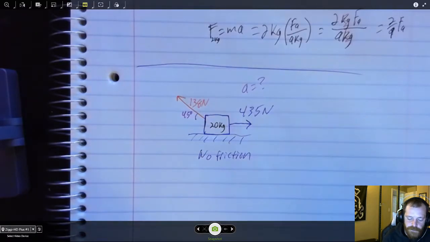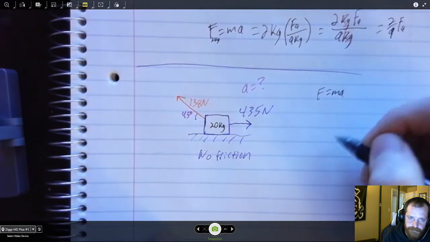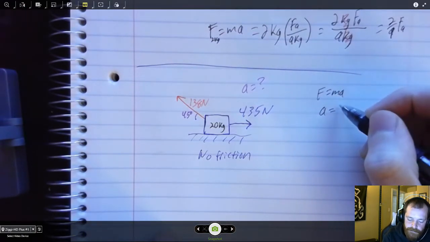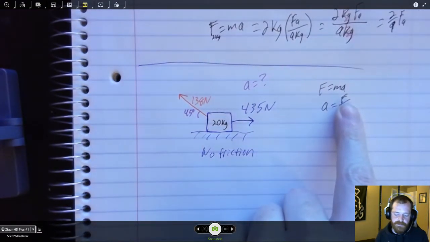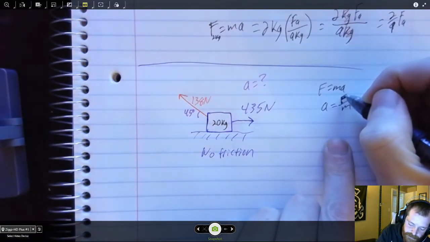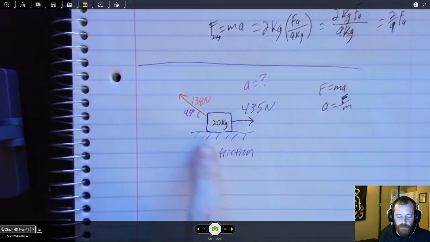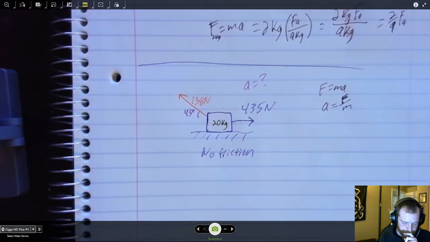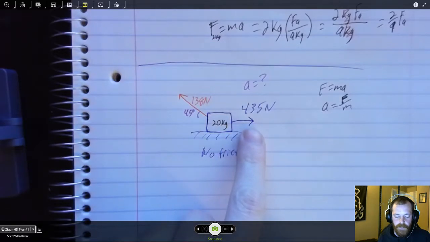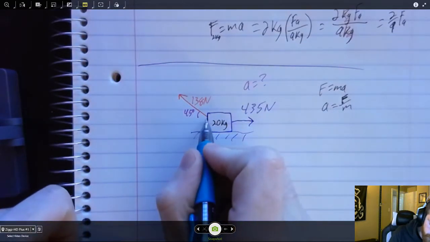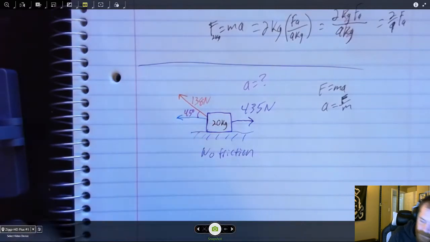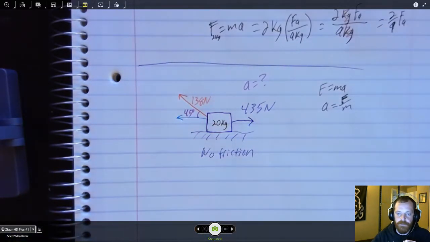Well, once again, F equals ma. We divide both sides by m. A is equal to F over m. So we need to get the net force acting on this box. If we're worried about its motion horizontally, then we're only going to care about the parallel forces. So we have to break apart this 138 newton force into 2 parts, and the only part we really care about for this problem is the part parallel to the ground.